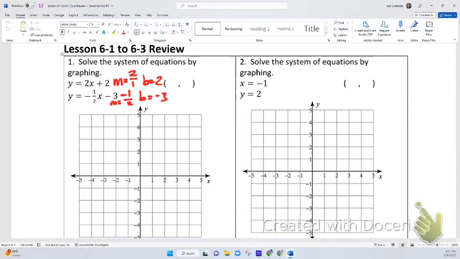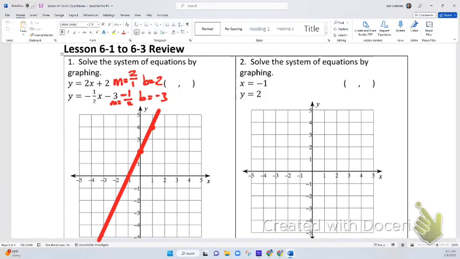So for this one, very simple. We're just graphing. So for the top one, you start at 2. Here's 2. And then the slope is 2 over 1, so you go up 2 over 1. You only need 2 points to create a line. If you want to do more than 2, you are more than welcome to, but I'm going to just do 2. So there's your first line.